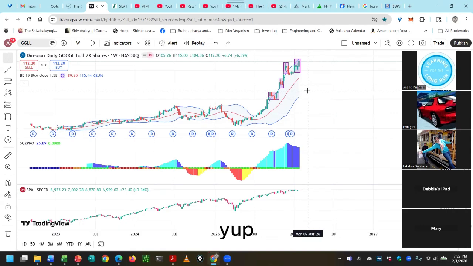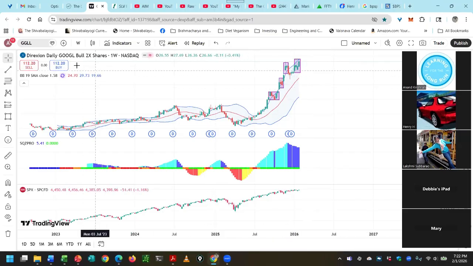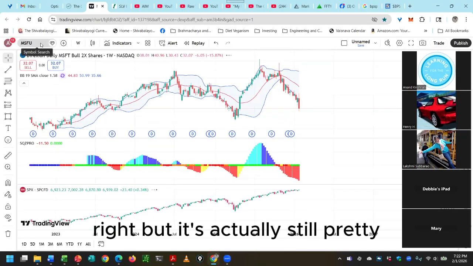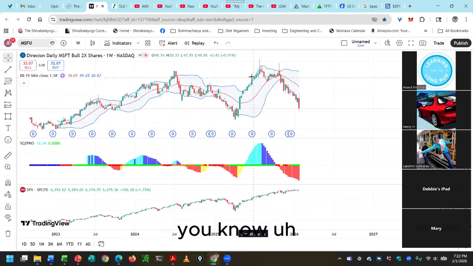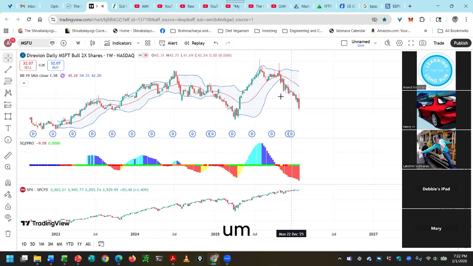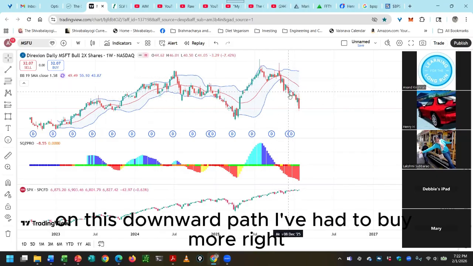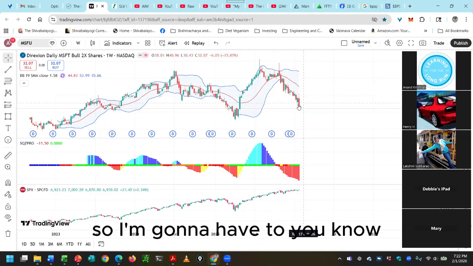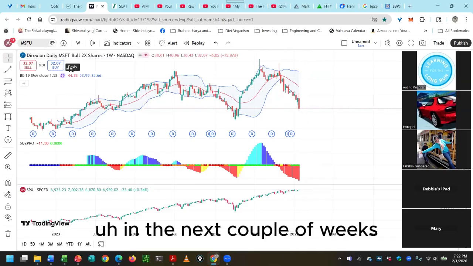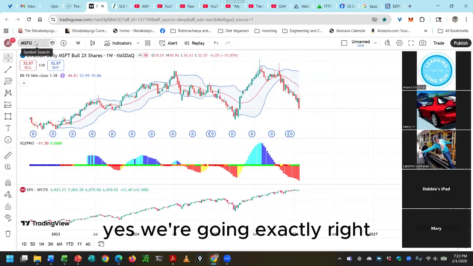So this one, MSFU, has been going down recently because of the earnings, but it's actually still pretty good. I'm still kind of break even on it. Not too bad, right? But on this downward path, I've had to buy more. So I'm going to have to see what happens in the next couple of weeks. Once I start seeing the yellow histogram, then I'm going to feel pretty good about what direction we're going.